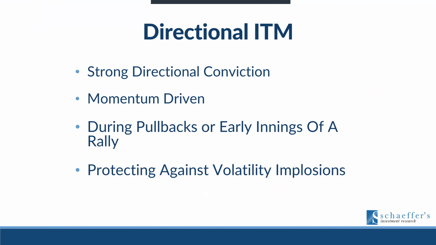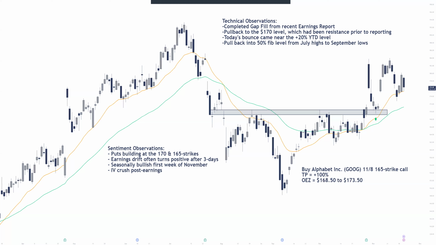Directional in the money, we have strong directional conviction again. It's momentum driven, during pullbacks or early innings of a rally, and then protecting against volatility implosions, right? So this helps you protect against that high IV when you're buying 70, 80 deltas. This is from the in the money countdown from this month. So you get a chart exactly like this, and you'll see I have technical observations up there.